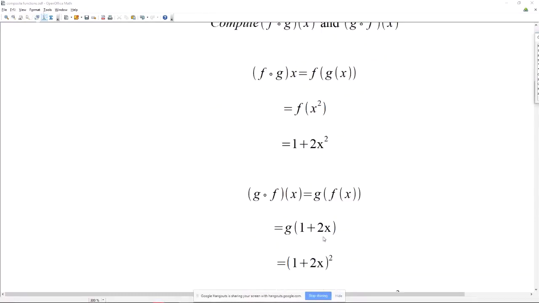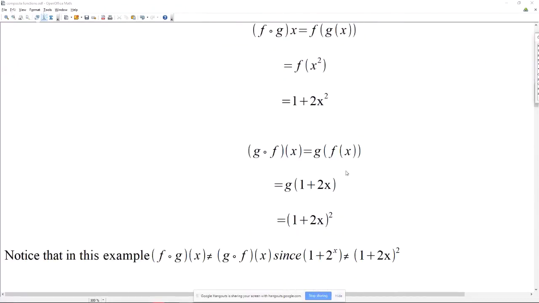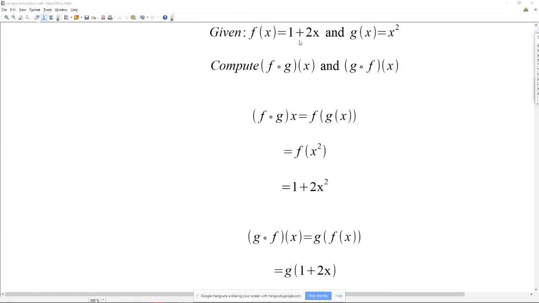So let's composite it the other way. Here I broke it down. I have g of f of x. Again, this is what they're defined to be. This is saying that f of x is the argument to g. So f of x is what? 1 plus 2x. Okay, let's stick that in here. So I have g of 1 plus 2x. Now, the g function is a squaring function. So if this is a squaring function, what do you think this should look like?